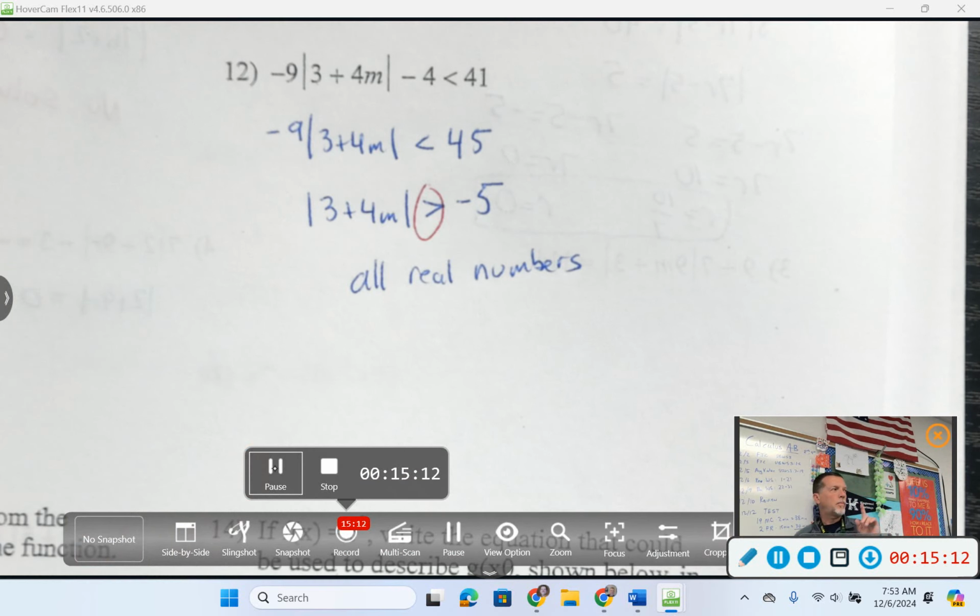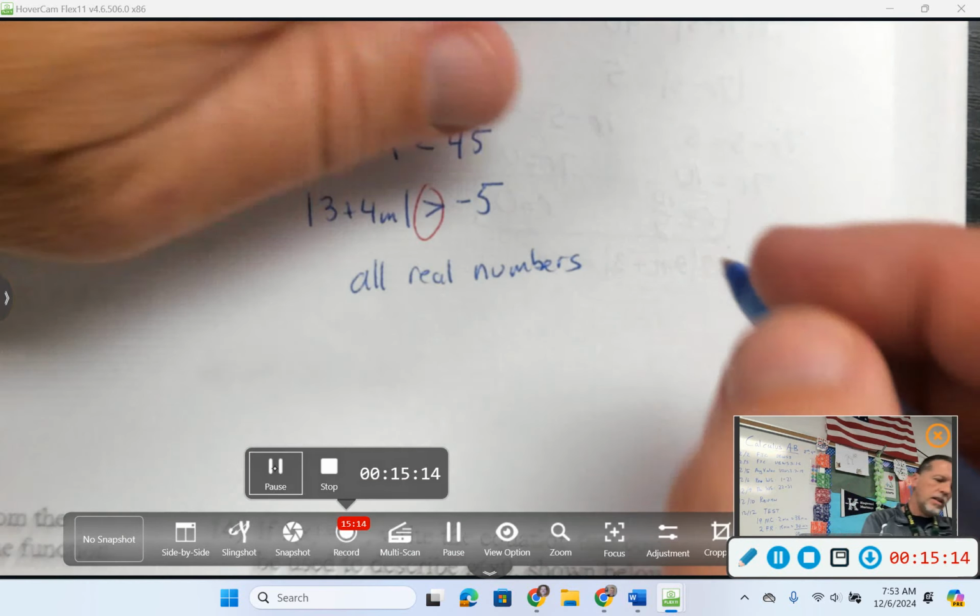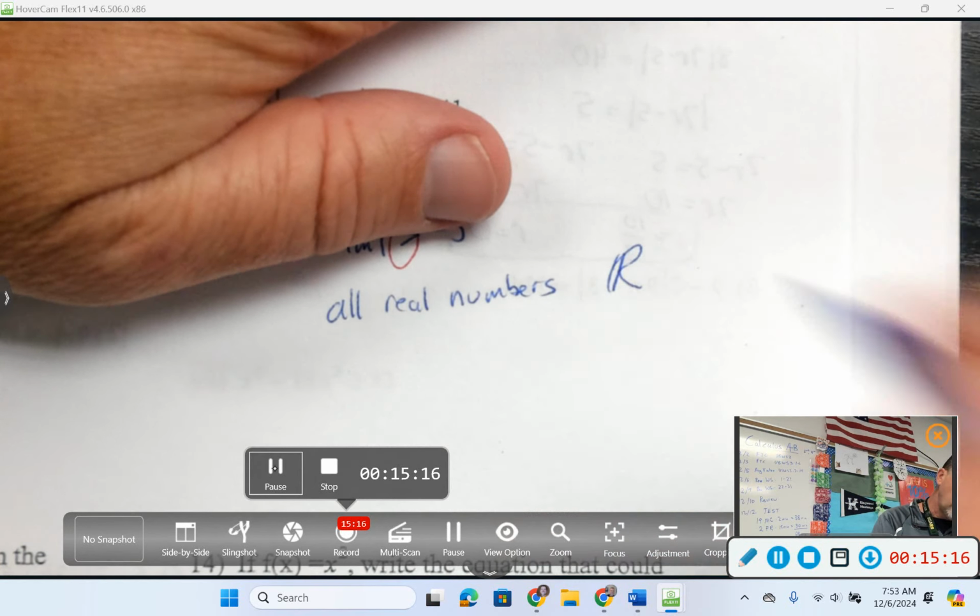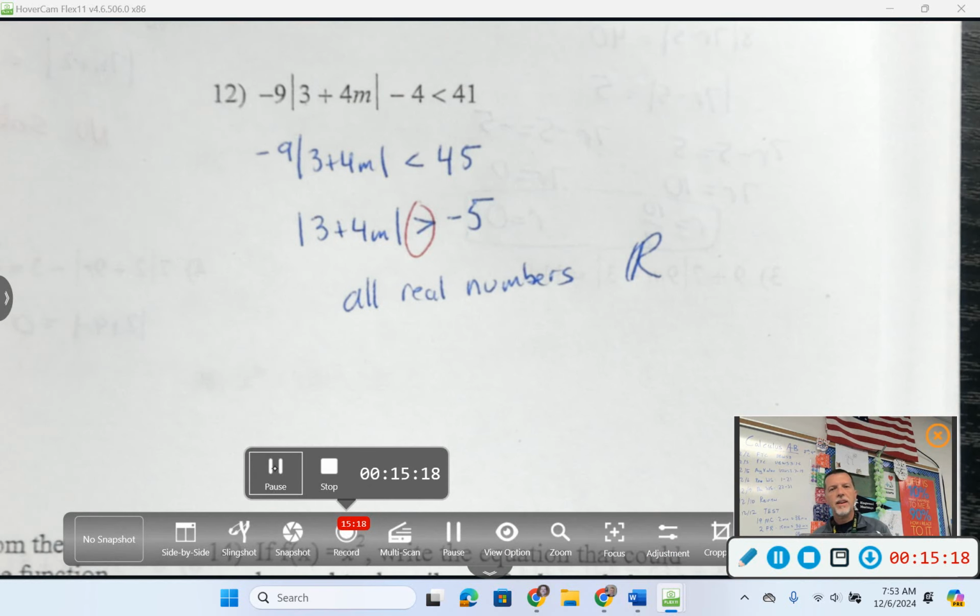Can't you do a weird R looking thing? Yep. It's like a fancy R with an extra, whatever that's called. I wonder if that thing has a name. I don't know.